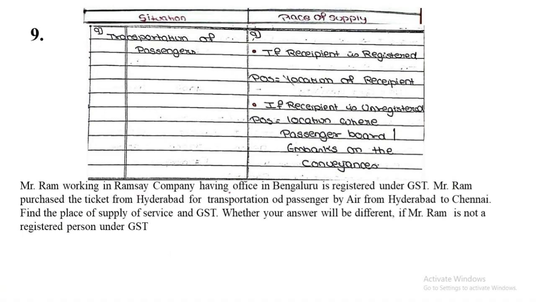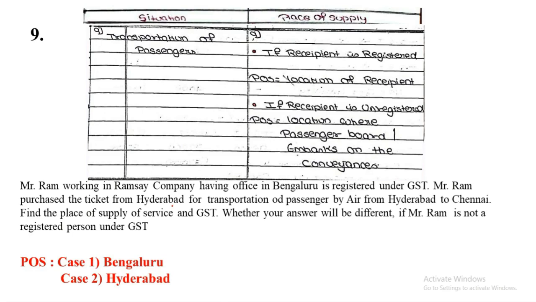Mr. Ram, working in Ramsay company having office in Bangalore, registered under GST. Mr. Ram purchased a ticket from Hyderabad for transportation of passengers by air from Hyderabad to Chennai. Find the place of supply in the service and the GST, and whether your answer will be different if he is not a registered person. In our first case, if he is registered, his place of registration is in Bangalore, so his answer will be Bangalore. But if he is not a registered person, he has taken the ticket from Hyderabad, so Hyderabad will become his place of supply. The first case will be Bangalore, second will be Hyderabad.